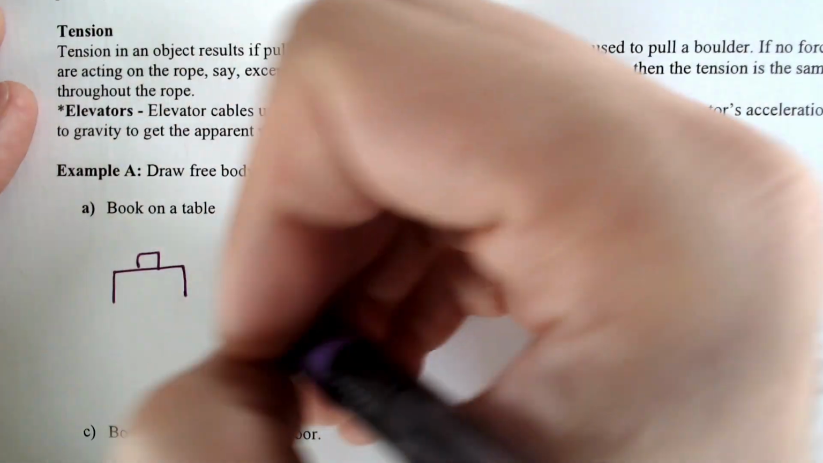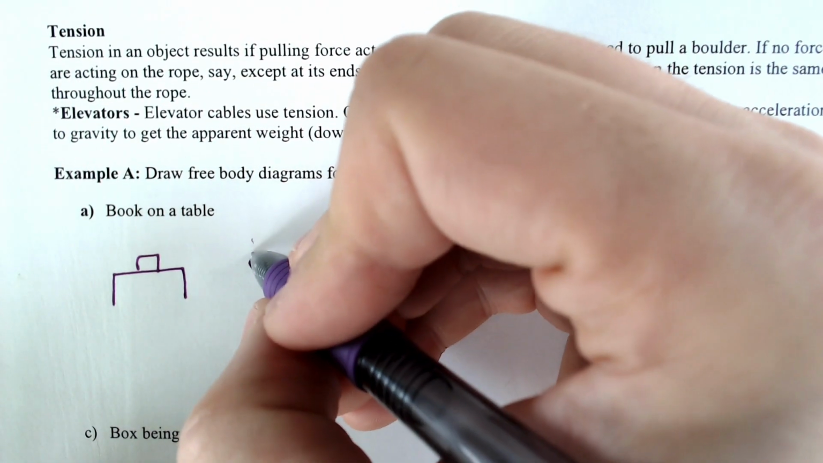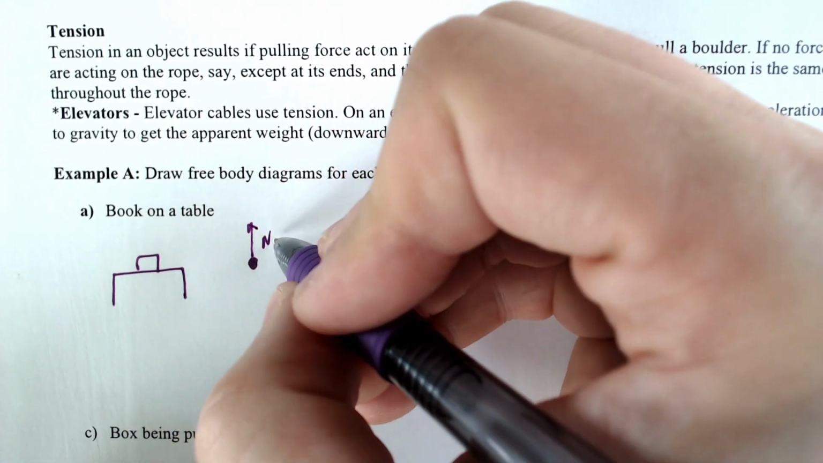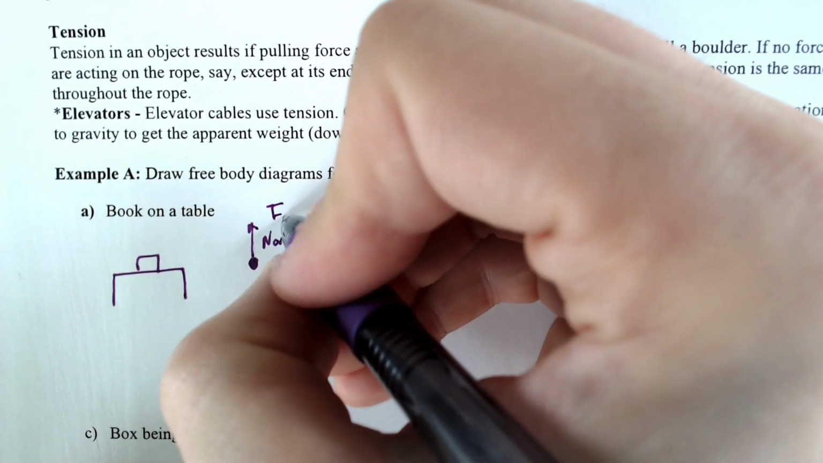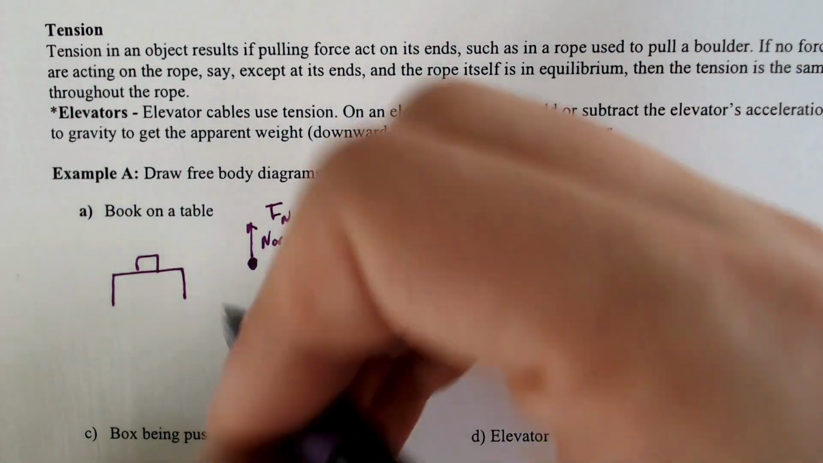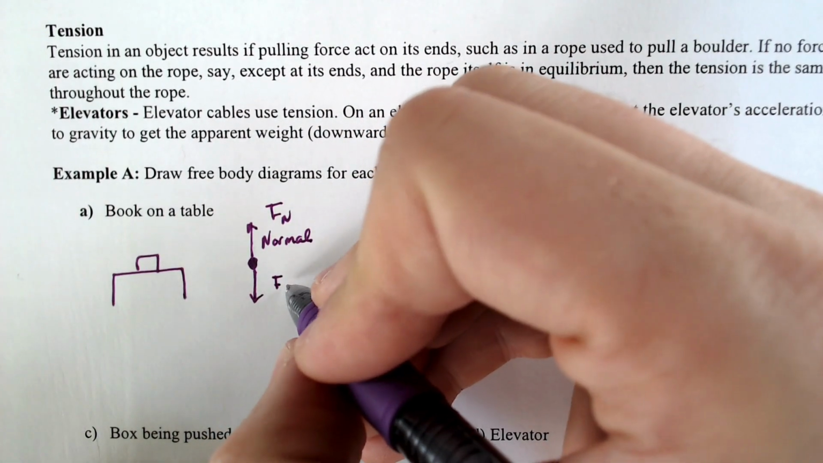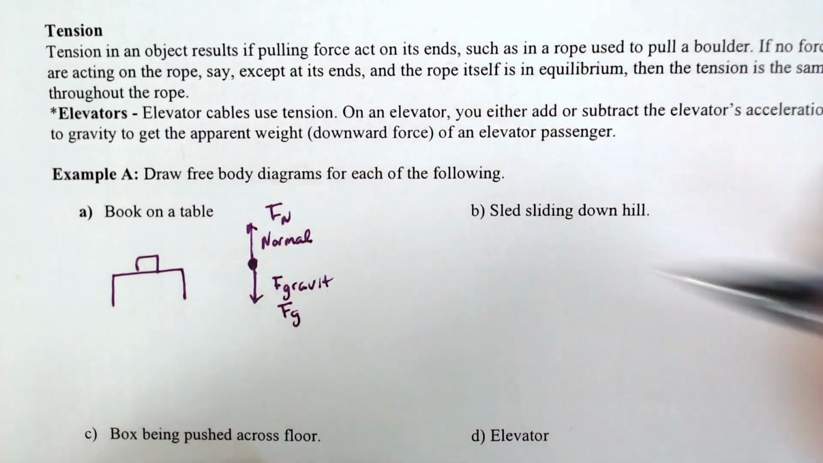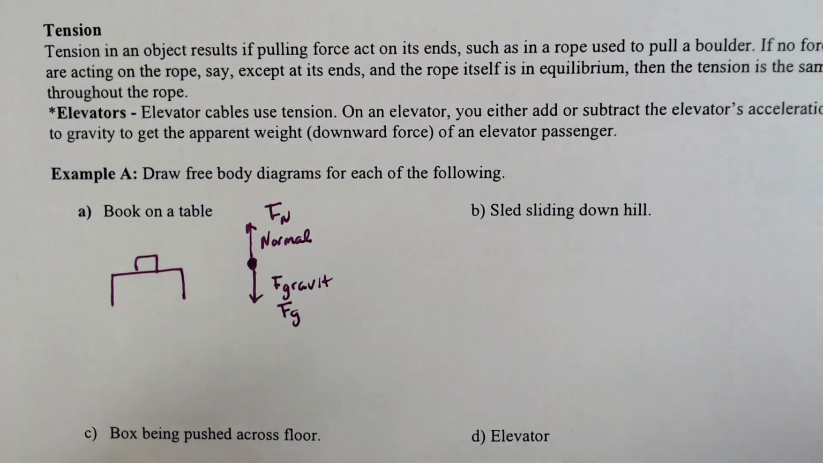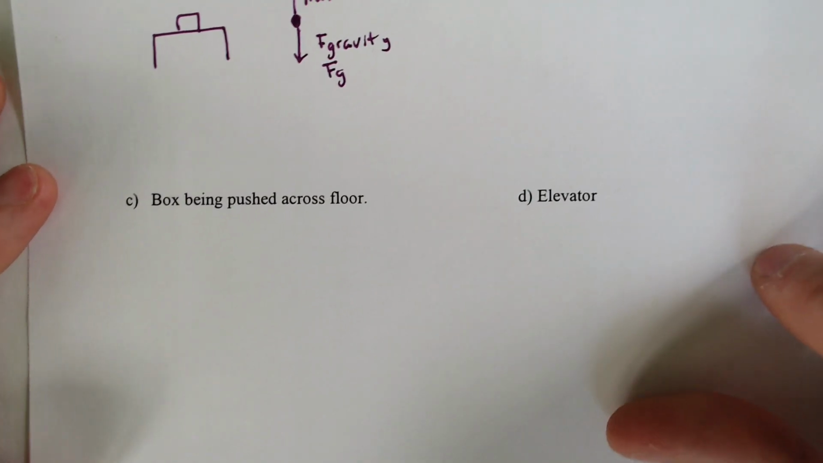The only thing that is occurring on that would be, this is the dot for the book. You have the normal force, which you can call Fn or F normal. And you have gravity, which would be the same length because that book is not shooting through the table. Fg. It is just staying there, one would think. Gravity.